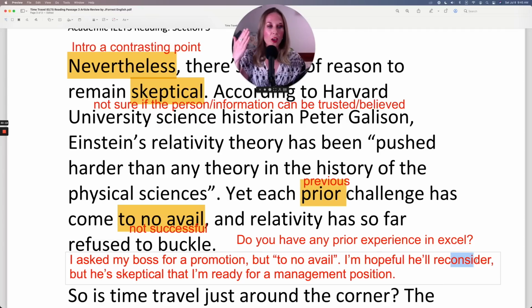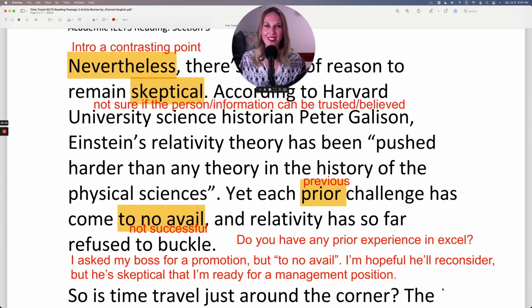So remember, we talked about this. Consider it again and change his decision. But he's skeptical. I don't know. I'm not sure if Jennifer's ready for a promotion. He's skeptical that I'm ready for a management position. So here we used a lot of expressions in one thought, one advanced thought.